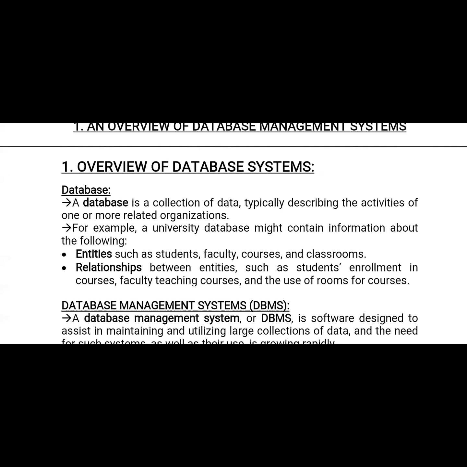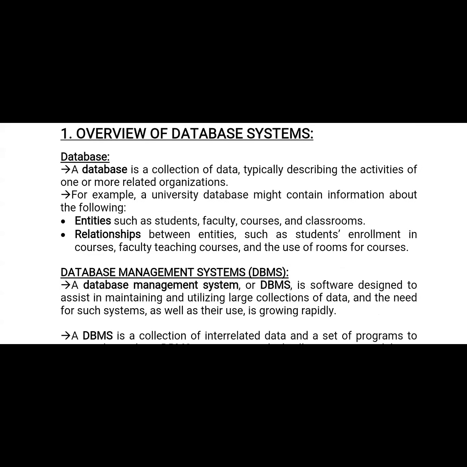In that university, we consider the entities: students, faculty, courses, classrooms, and college information, right? Here we try to draw the relationships between students, faculty, courses, and classrooms. When we consider that, it should be based on a data management system, because we can easily retrieve the data according to our requirement. Right?